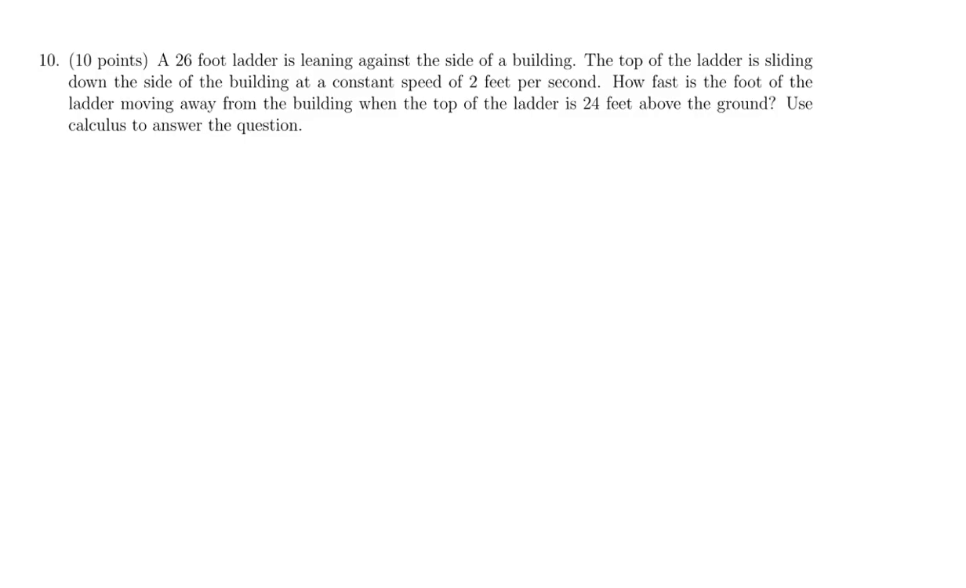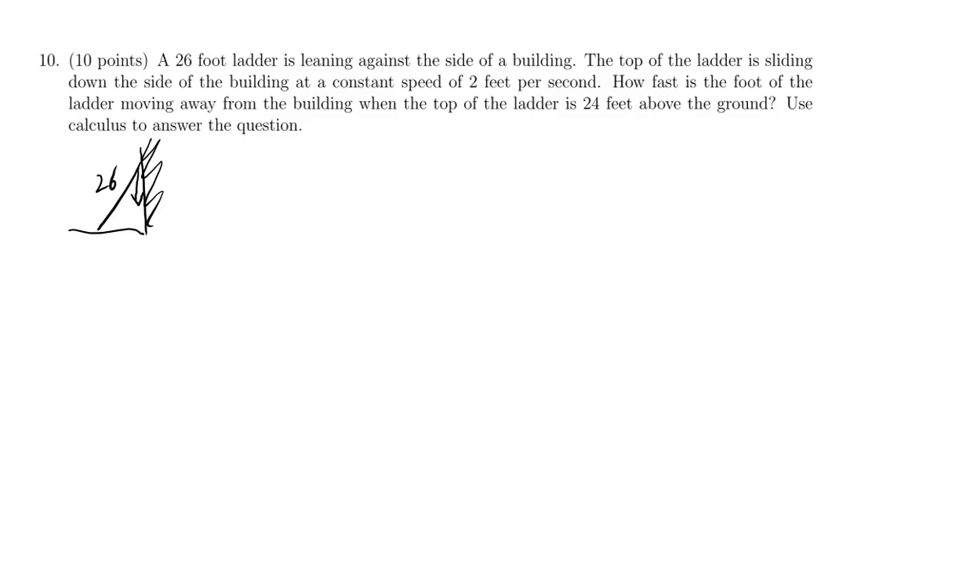Number 10. A 26-foot ladder is leaning against the side of a building. So here's a building, here's a 26-foot ladder. And then the top of the ladder is sliding down at 2 feet per second. How fast is the foot of the ladder moving away from the building when the top of the ladder is 24 feet above the ground? Use calculus to answer this question.